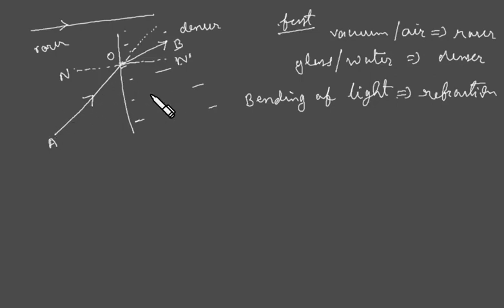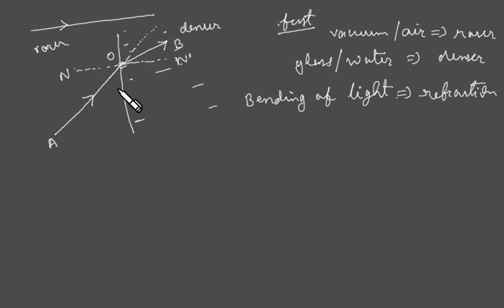Anyway, so bending of light happens because the speed of the light is changing in this case. Remember one thing, the speed of light in the rarer medium was less than the speed of light in the denser medium, but it bends towards the normal. It says another thing. What is that thing?